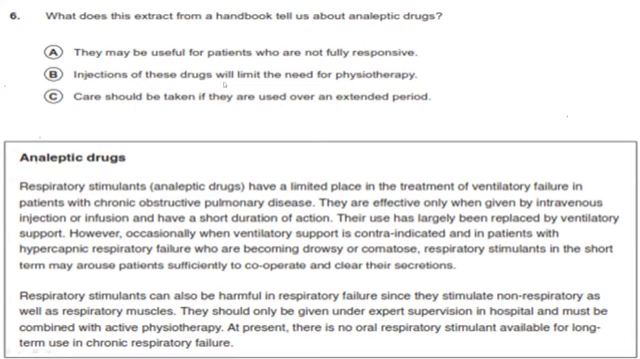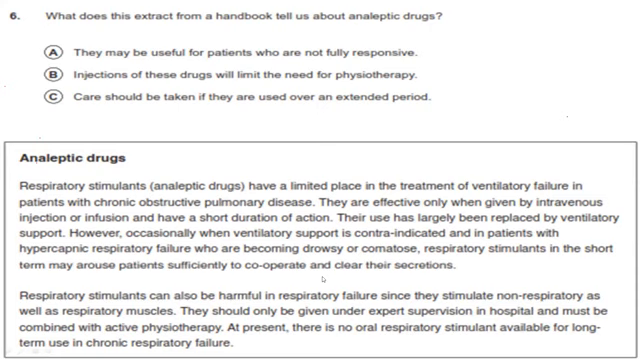Injections of these drugs will limit the need for physiotherapy. I don't think so, because physiotherapy is mentioned in the last section. But let us read this. Respiratory stimulants can also be harmful in respiratory failure. Since they stimulate non-respiratory as well as respiratory muscles, they should only be given under expert supervision in hospital and must be combined with active physiotherapy.